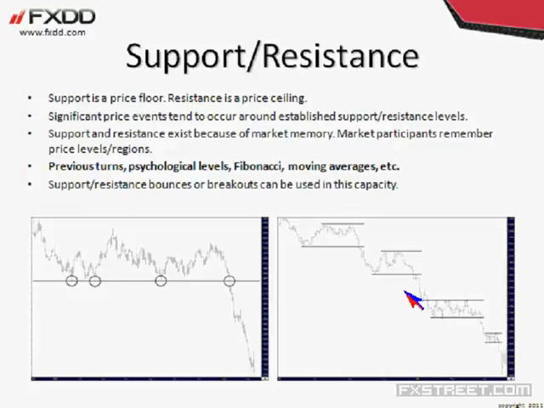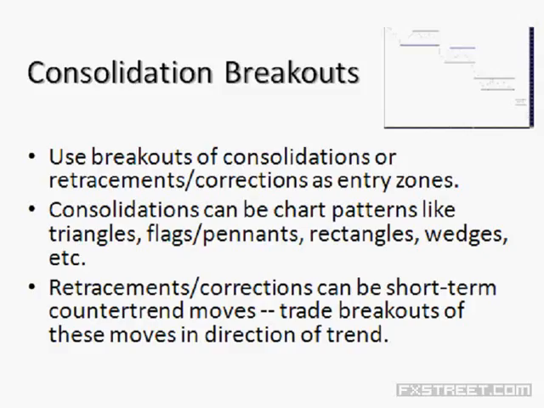Number three, Fibonacci. Number four, moving averages. There are also others, but those are the most important ones. Okay, now within the context of a trend, what am I looking for? I'm looking for consolidation breakouts or retracement breakouts back in the direction of the trend, like I mentioned. Now these consolidations or retracements tend to be in the form of chart patterns, and they often are.